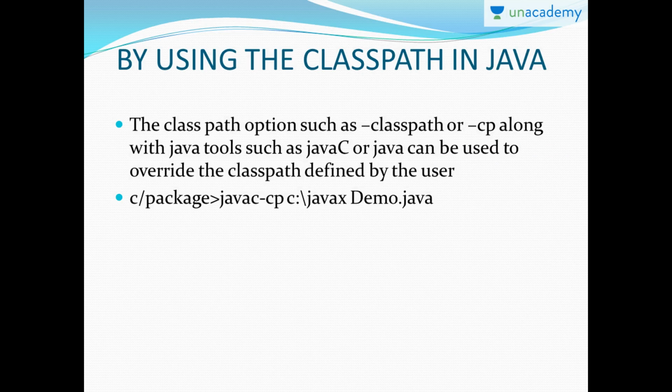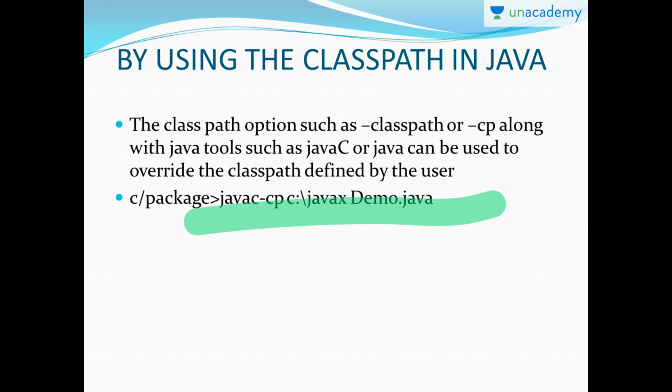Here we just need to open the Java tools, and the classpath option appears like hyphen classpath or hyphen cp along with Java tools such as javac or java, and it can be used to override the classpath defined by the user. That is, basically sometimes the user creates it, and after that we open the classpath option, which is written as hyphen classpath or hyphen cp. That is, again one more classpath is written to override the classpath which is defined by the user.